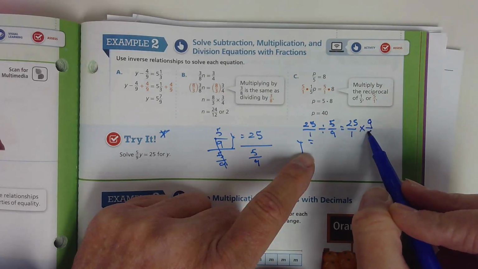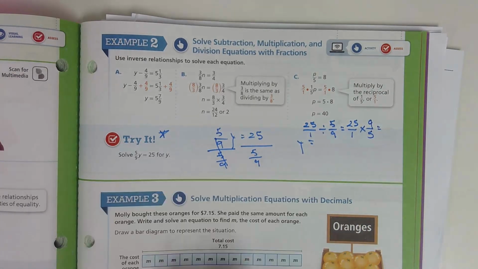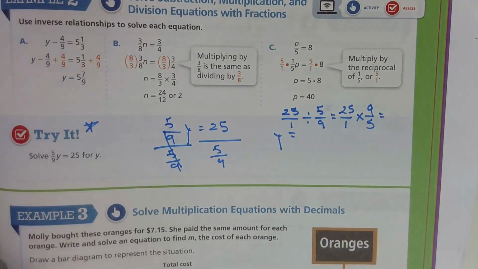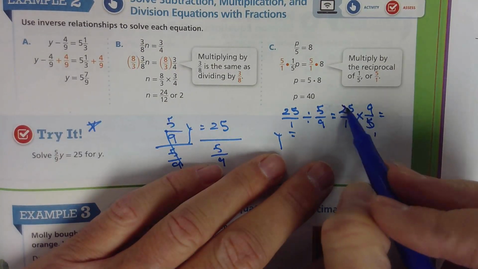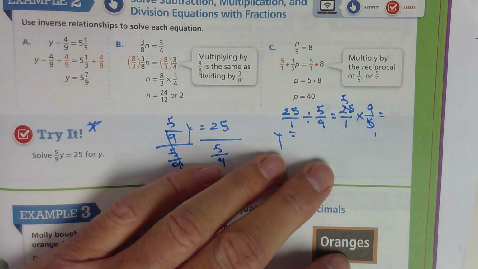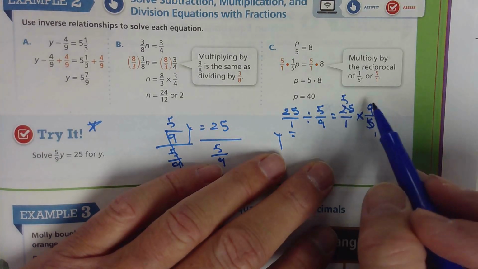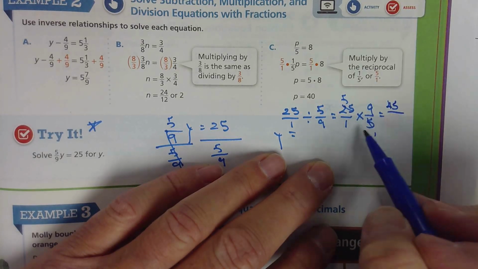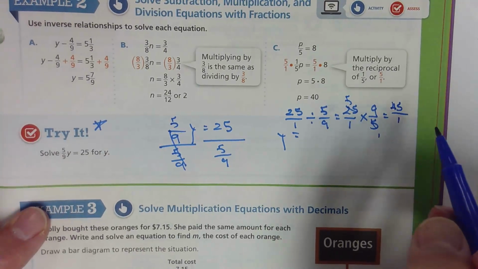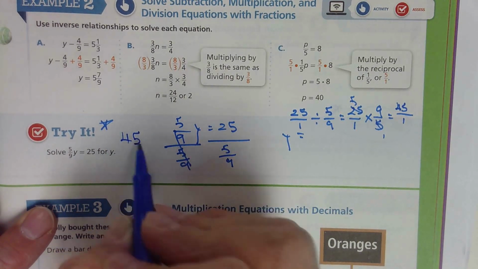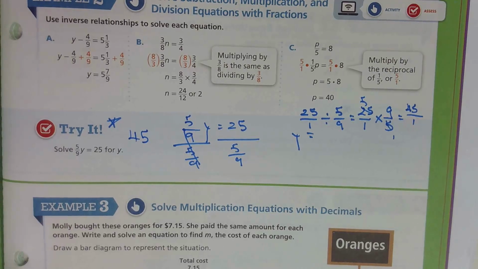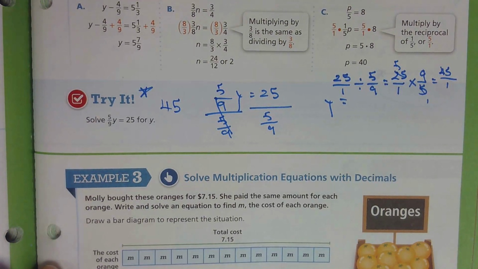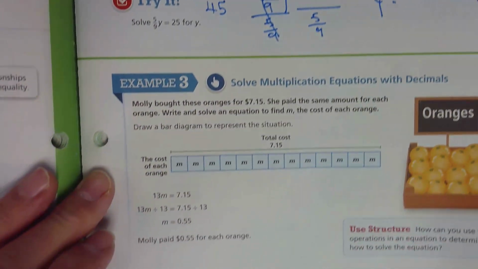It's 9 over 5. I see cross canceling I can do here. 5 into 5 once. 5 goes into 25 5 times. I can't do anything with a 1 and 9. So now I just multiply straight across because we changed it to multiplication. 5 times 9 is 45. 1 times 1 is 1. And 45 over 1 is 45. So it's the same thing you've been taught the last couple weeks. They're just throwing in fractions and decimals now.